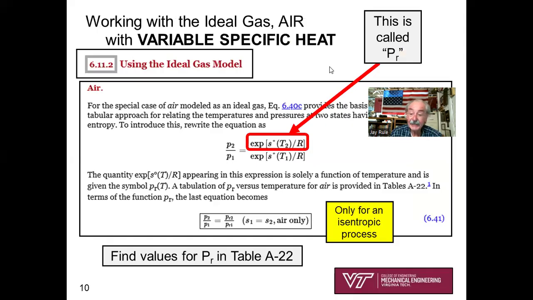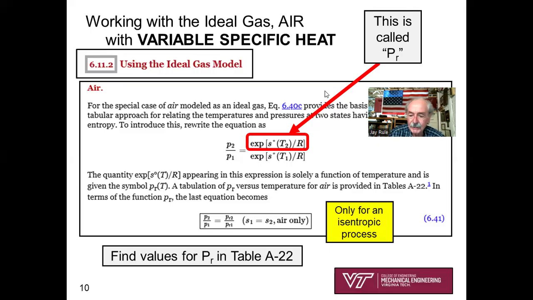Now I'm going to switch gears again. If I haven't confused you yet, I'll confuse you now. Now let's say we have an ideal gas with variable specific heat. So all bets are off with all that PV to the K equals constant stuff. If CP is variable, K is variable. So we can't use any of that stuff that I just talked about. So we go to section 6.11.2 in your book, and it says using the ideal gas model, but for air, for the substance air. It's an ideal gas, but with variable specific heat.